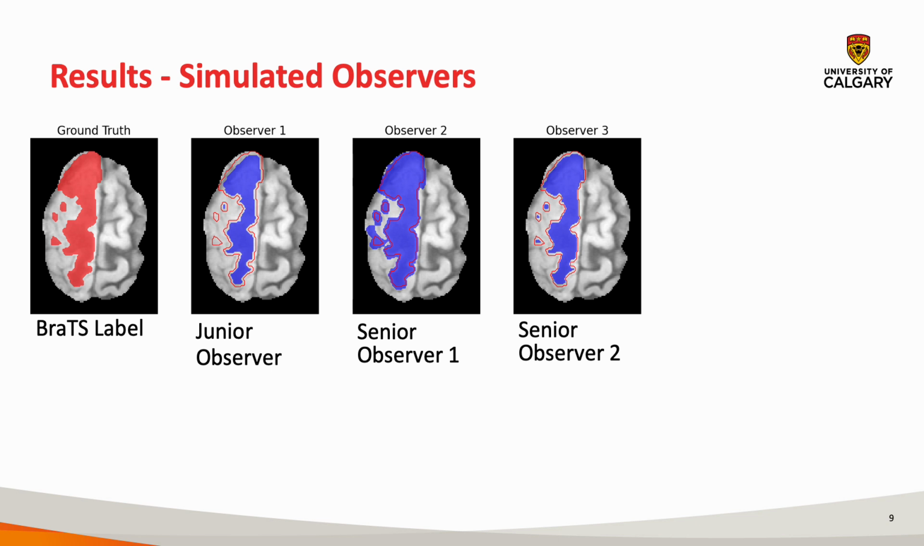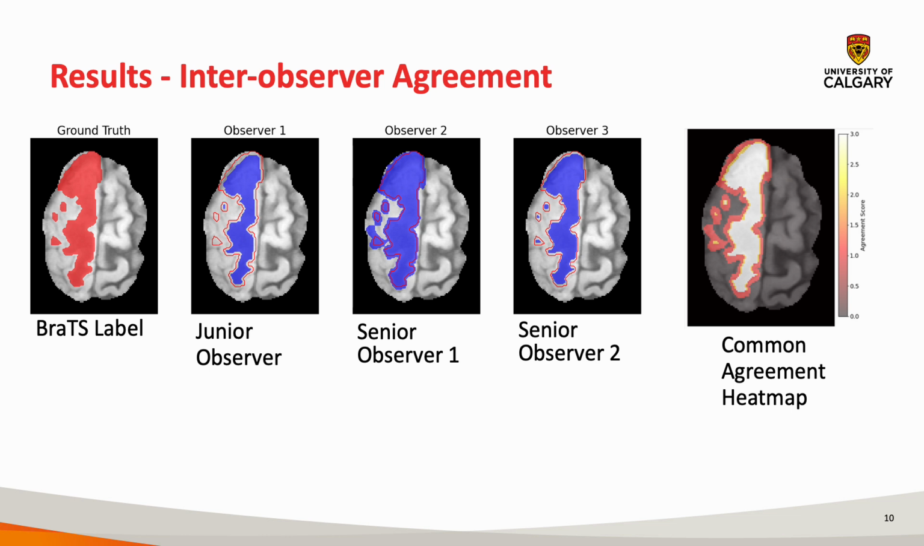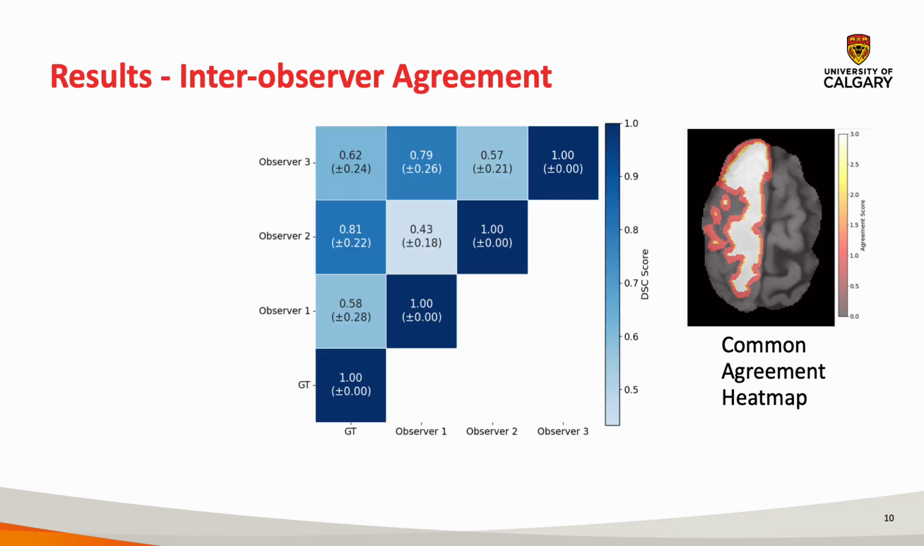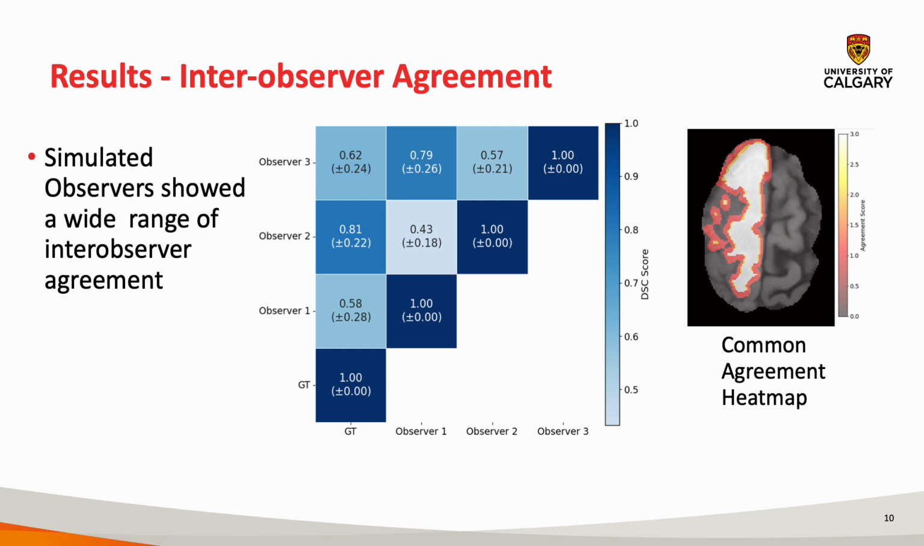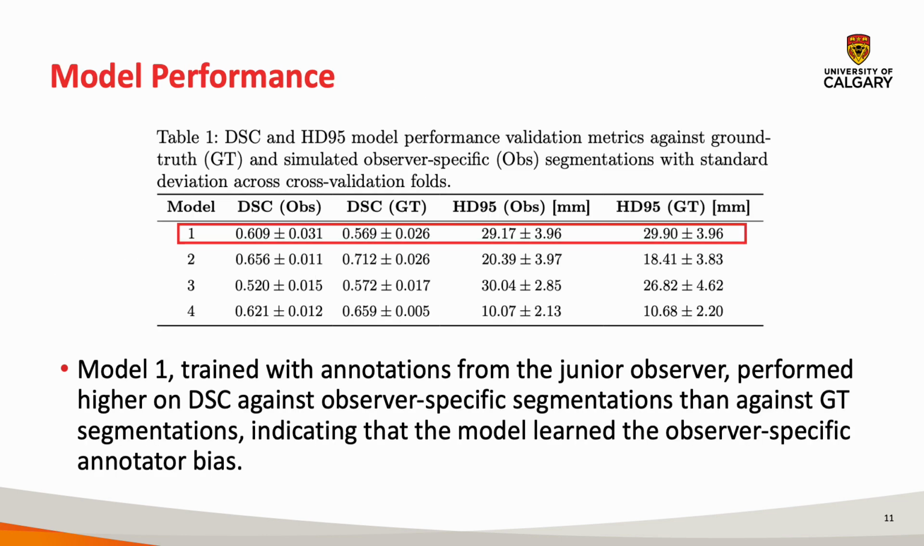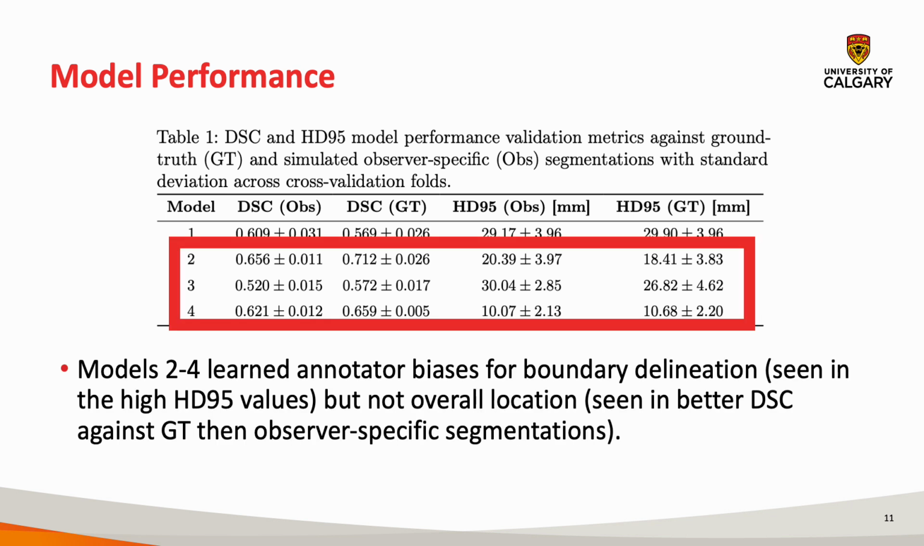So here are the results of our simulation on the BraTS dataset. And this is the common agreement heat map between these 3 observers. Additionally, these are the DICE agreement scores between the observers as well as against the ground truth, and we can see that our simulated observers showed a wide range of agreement between each other. So in terms of model performance, our first model performed higher on the DICE score against their own observer-specific segmentations than against the ground truth segmentations. And so this is indicating that the model is learning these observer-specific preferences and therefore the annotator biases.